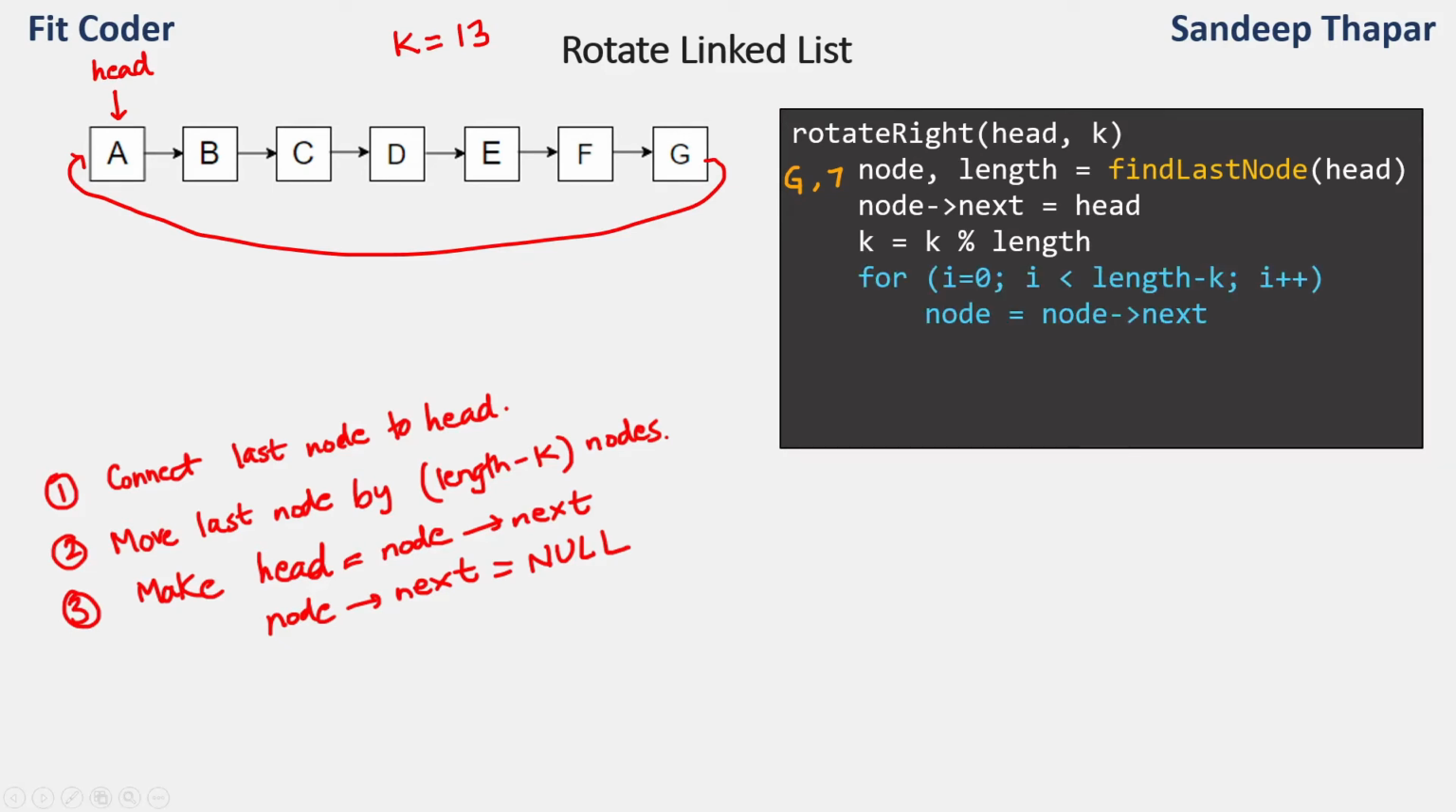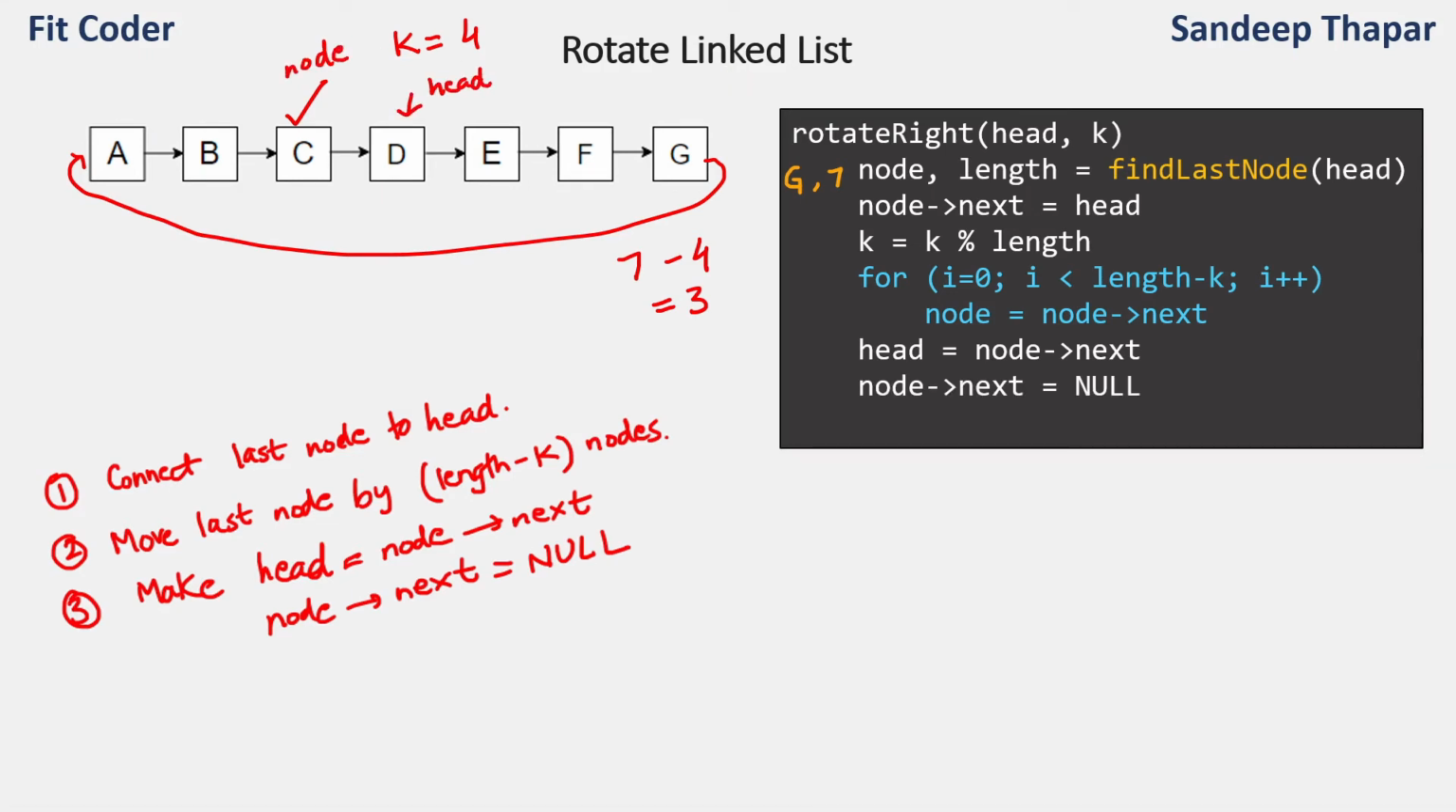And then we move the last node by length minus k nodes. Last node was at G, so the node pointer was at G. Now we move the node pointer by length minus k. Length is 7, and for this example k we took as 4. So we move it by 7 minus 4, which is 3 nodes. 3 nodes means it will come at C. Then we make head equal to node next. So head will come at D.